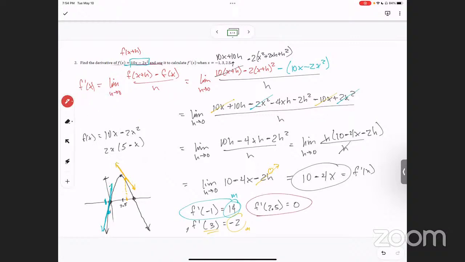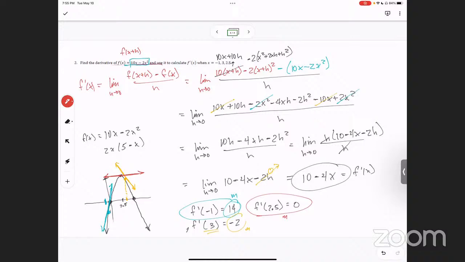It's going to be at 2.5, right at your maximum. That's where you get the linear line with slope 0. Not no slope. Slope of 0. No slope would just be a point, right? No slope would be undefined, a vertical line. A vertical line has undefined slope, no slope.